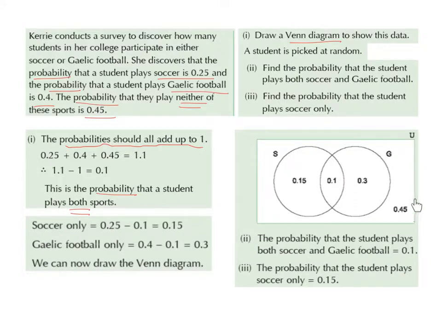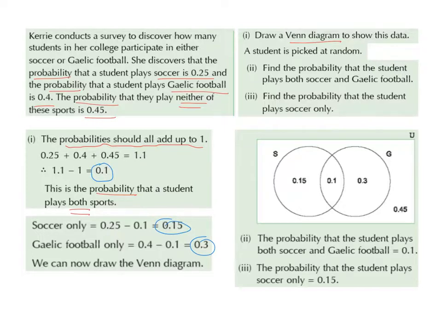So we start with a rectangle and a capital U, which represents the universal set. We draw a circle, label it S for soccer, draw another circle, label it G for Gaelic. We know the probability that they play both sports is 0.1, so 0.1 goes in the intersection. We know the probability that they play soccer only is 0.15, so that goes inside S. We know the probability that they play Gaelic only is 0.3, so that goes inside G.